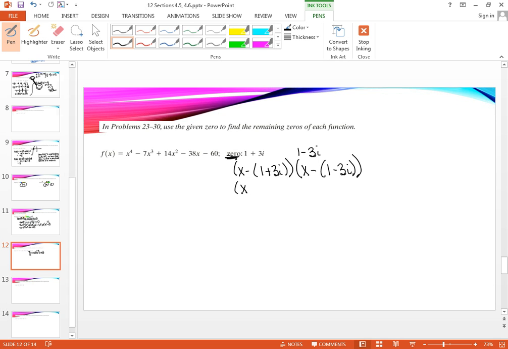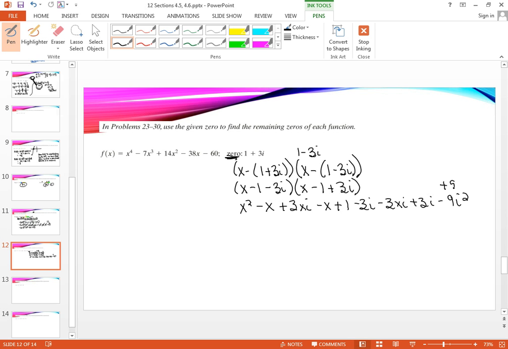I'm going to do exactly like I did before. Distribute the minus sign and get rid of one of those parentheses. And the same thing here. Okay, and then I'm going to multiply it out. Let's see. So x squared minus x plus 3xi minus x plus 1 minus 3i minus 3xi plus 3i minus 9i squared, which I know is negative 9 times negative 1, which is plus 9.